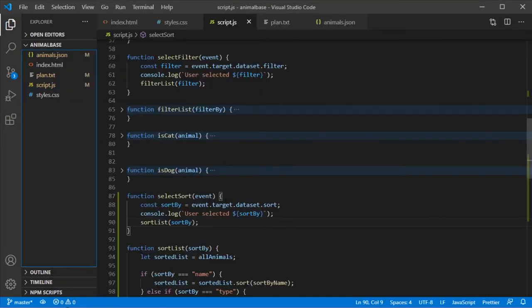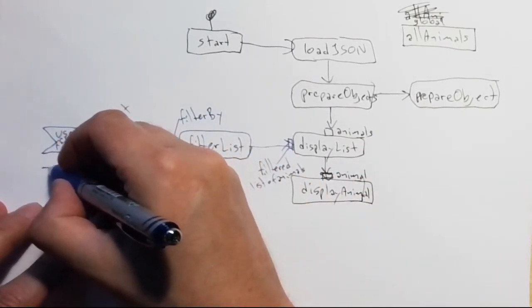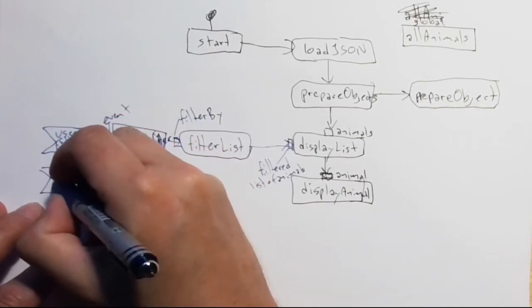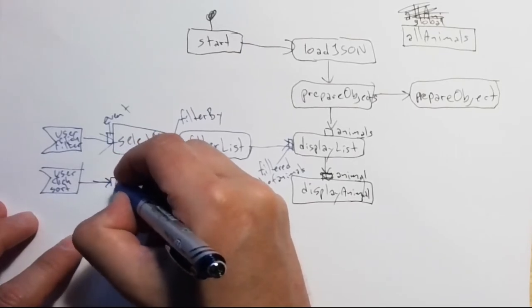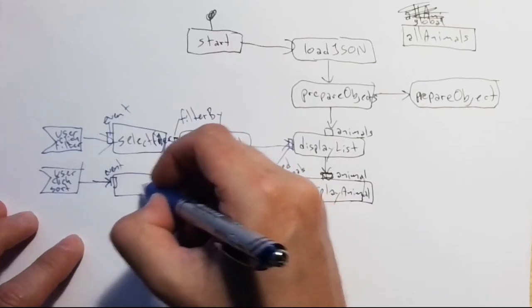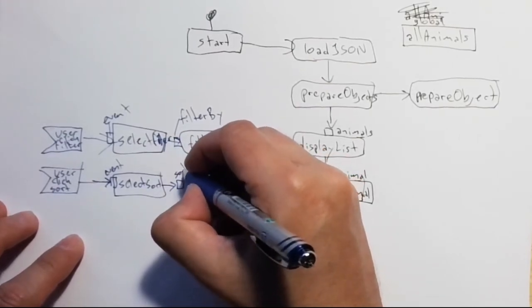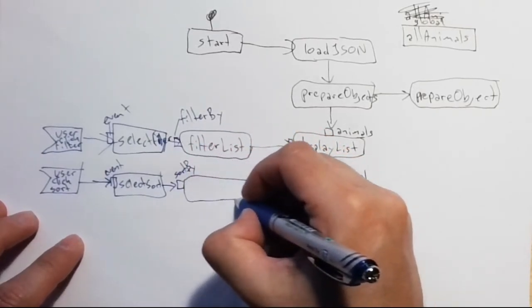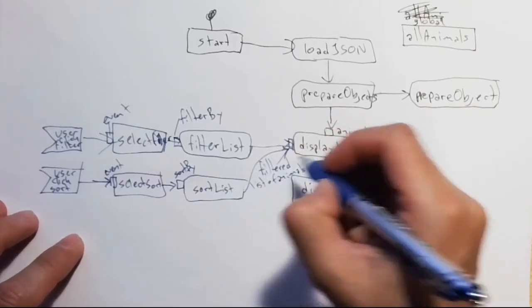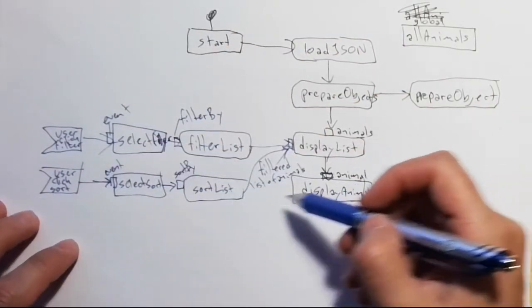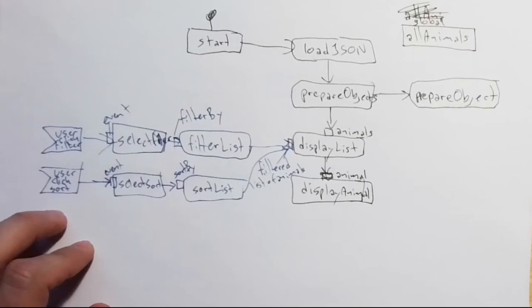I think I can update my drawing. Here is my filter function across the display lists, and maybe here is my user click sort, that then with an event calls the select sort, that calls the sort by, or with the parameter sort by, calls the sort list, and then it also calls the display list after that. So they are completely alike, but doing different things. That was very, very easy, scarily easy.